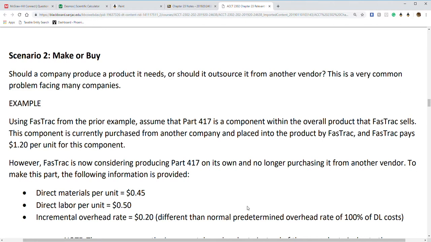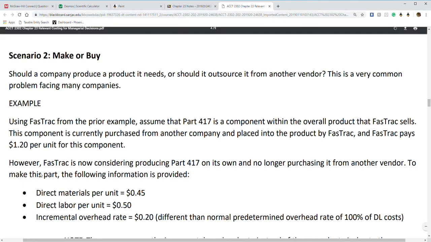So again, Fast Track is making part 417, a component that they sell. They purchase it from another company, and they pay about $1.20. Okay, so they pay $1.20.